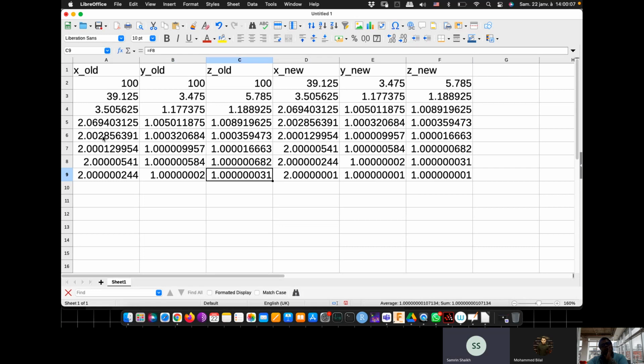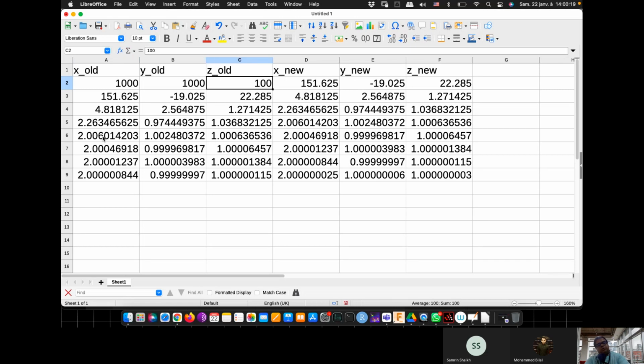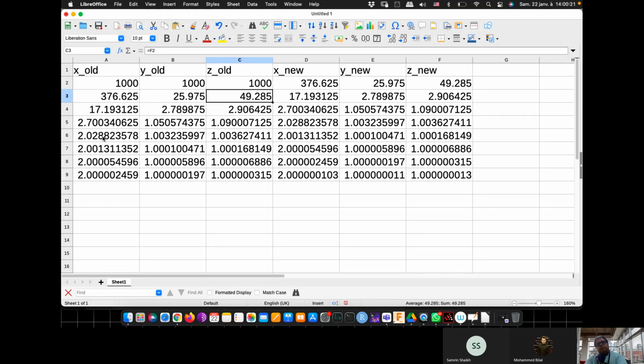Yes, sir. But if the system was not diagonally dominant, okay, let us make it 1000. 1000 and 1000. It still converges. Do you see this? But if the system was not diagonally dominant, it would run away then. This is not going to happen if the system is not diagonally dominant.